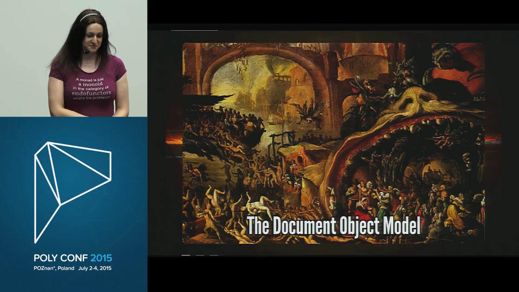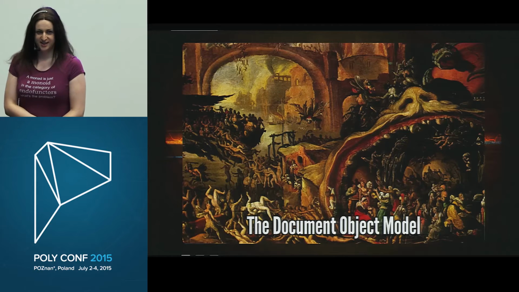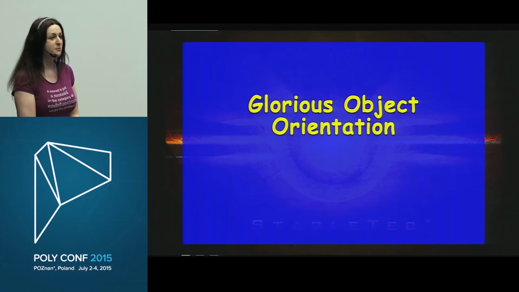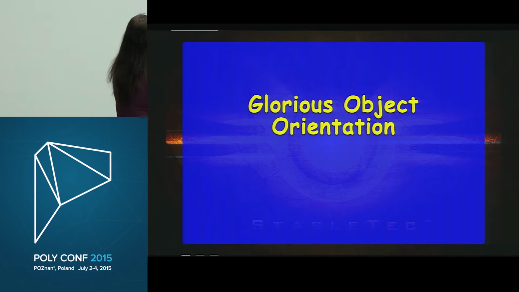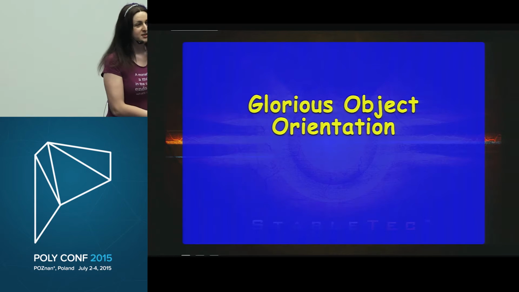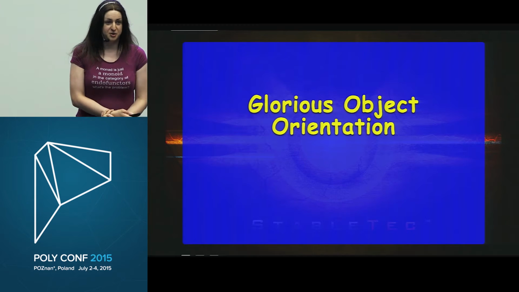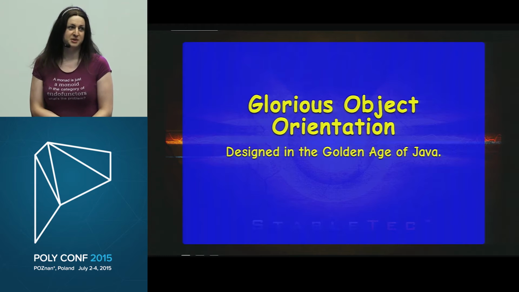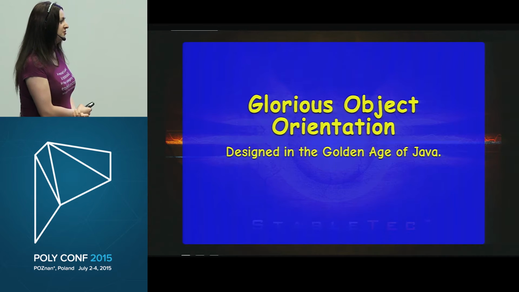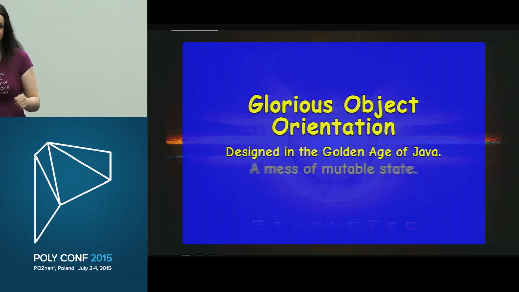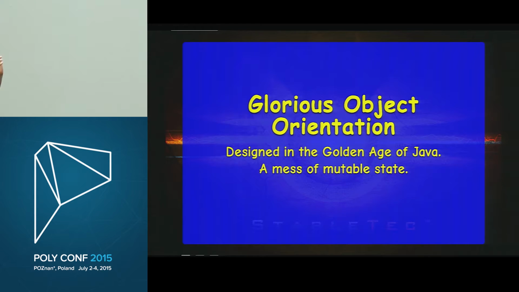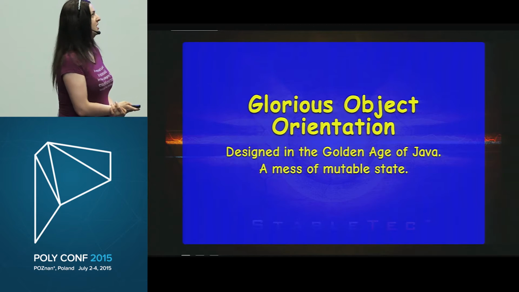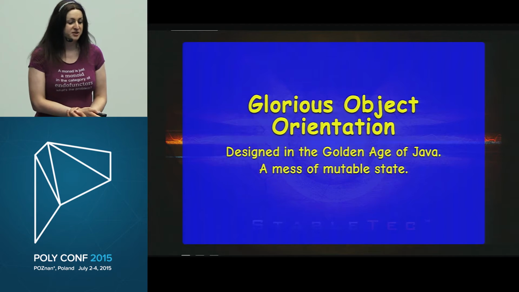And the DOM is extremely object oriented in all the wrong ways. Essentially, it was written in the golden age of Java, which means that not only is it object oriented, which in itself is not necessarily a bad thing, it's also mutable state, where you use your objects to hide state from the rest of the application, and objects encapsulate it, and you don't really have much control over what's going on there. And this is the thing we have to deal with.